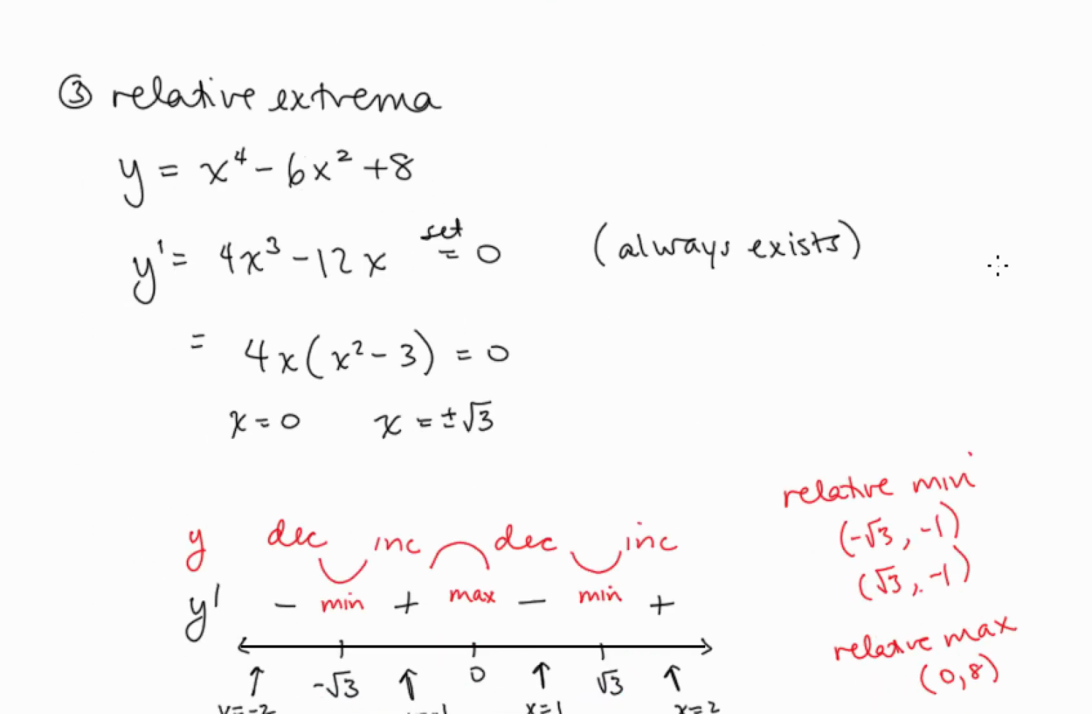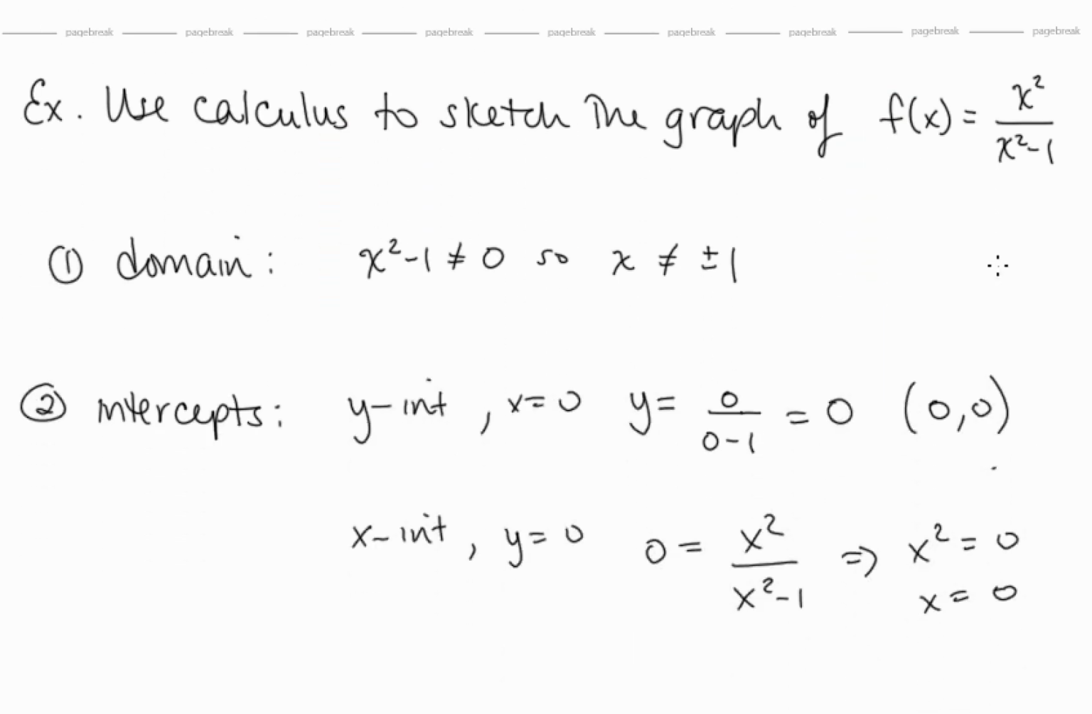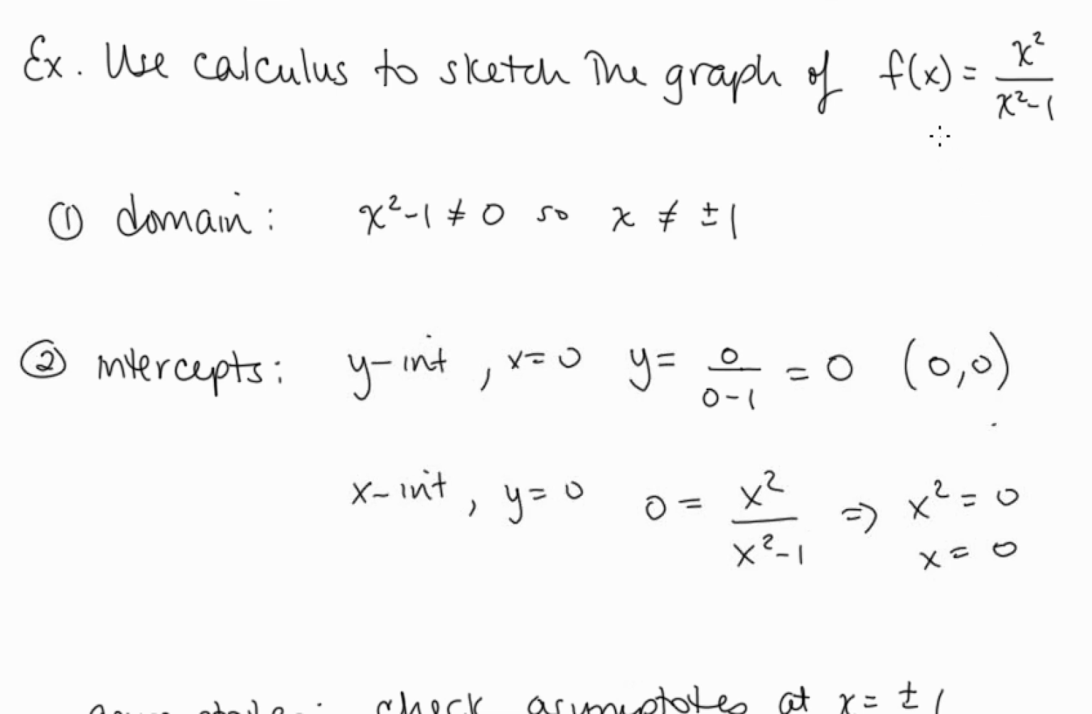Let's take a look at another example. Use calculus to sketch the graph of f of x equals x squared over x squared minus 1. Again, we want to start by finding the domain. And here we notice that our denominator would be 0 at x equals positive or negative 1. So our domain here is x is not equal to positive or negative 1.